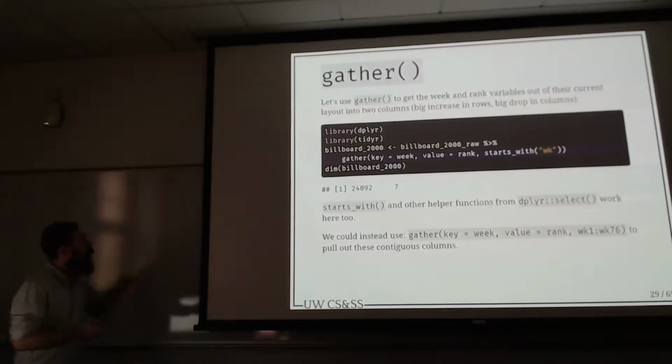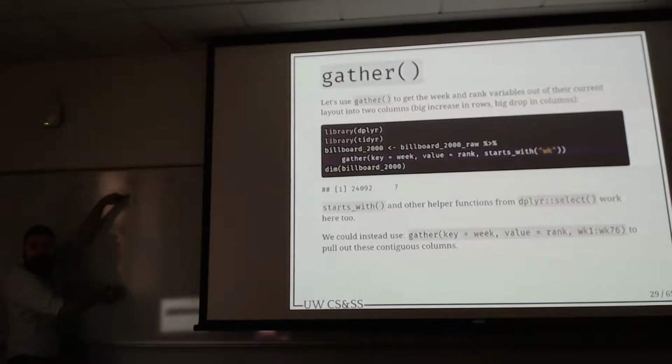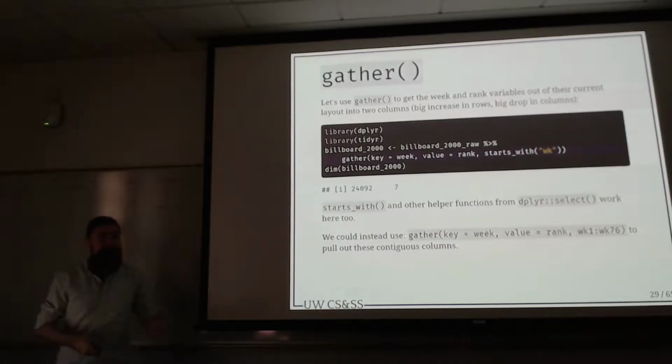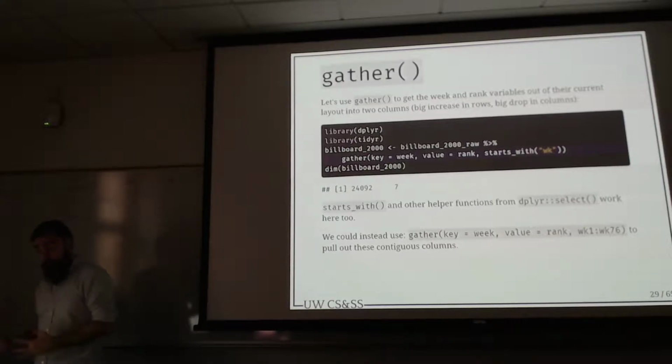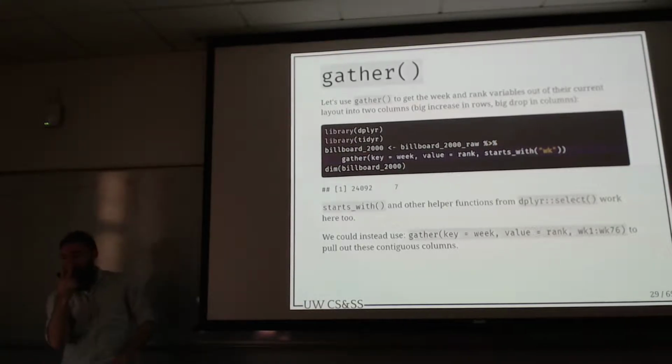Because every one of these entries is going to be converted into a new row for that particular song. So a song that was on the Billboard all 76 weeks is now going to have 76 rows. But there's going to be a commensurate giant drop in columns, because we're going to cut out 76 columns and replace them with 2 columns.